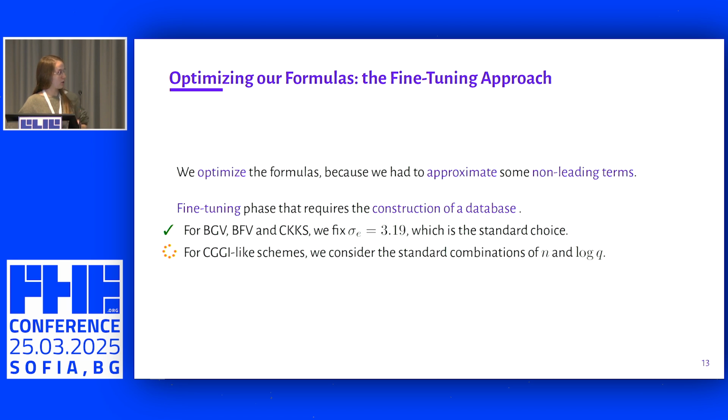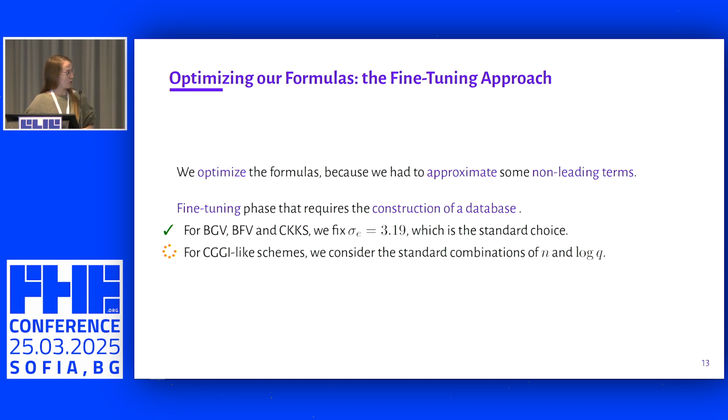So the first way to do that is with the fine-tuning phase and construction of the database that Chiara explained. In particular, we constructed a database for fixed sigma e 3.19, which is the standard choice of sigma e for BGV, BFV, and CKKS. But as Chiara explained, in CGGI, for example, we need more flexibility about sigma e. And so we are in the process of building some databases for the standard combinations of n and log q, and fine-tune our formulas also for these parameters.